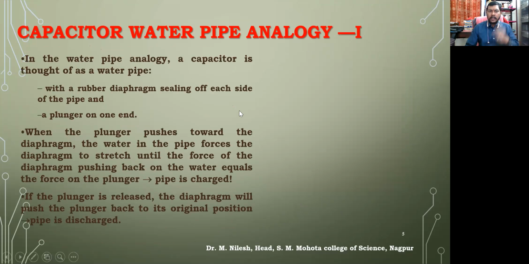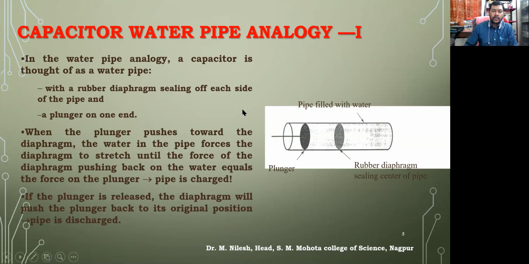This is the water analogy, the pipe analogy circuit. If you need to understand what it implies, we have two plates over here, with a rubber diaphragm sealing the center of the pipe. So this is sealed, but it is rubber, and this is a plunger. Hopefully this can move from one point to another, and water is filled inside it. Whenever we push this plunger towards the diaphragm, since it is very elastic, it will try to elongate along the side. So it will generate some pressure.